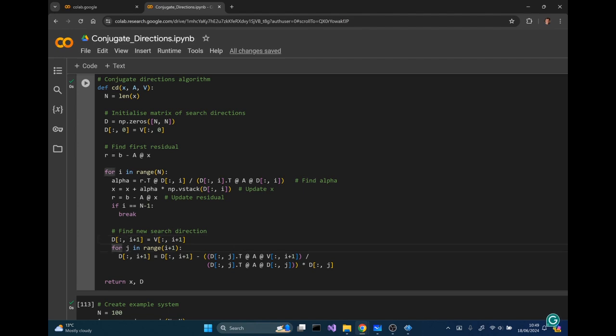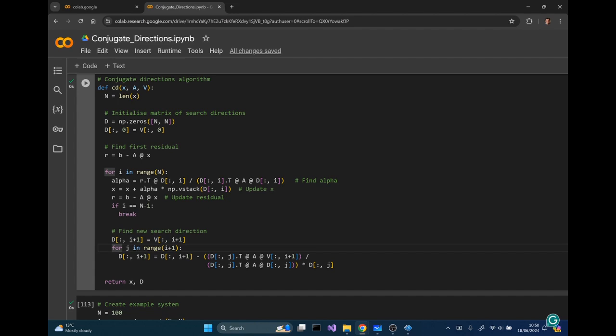Also, as we know, as we keep going, we're going to have to run more and more iterations, as our A-orthogonal Gram-Schmidt process has to run for more and more iterations. And so the conjugate directions approach isn't particularly scalable in terms of computational cost either. So in terms of cost and memory, it might not scale particularly well.